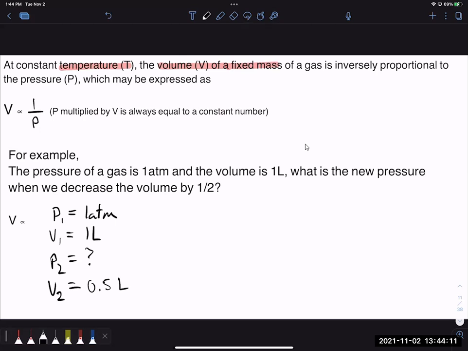Now at this point, we only have one equation: P1 V1 equals P2 V2. But there are at least one or two more equations that we're going to cover that are these simple gas laws. So now we can slot these in. We've got P1, we've got V1, so I'll put those in there. So 1 atmosphere times 1 liter is equal to our P2, which is our question mark, times our new volume of 0.5 liters.